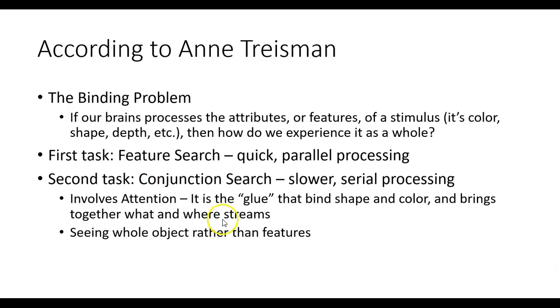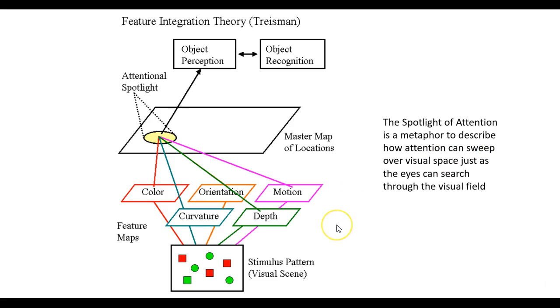Don't worry about that. I just want you to get the general concept that when you're looking for specific features, it's slower than if you're looking just at the gist of something. Okay? So let me show you the picture of what's here, because it makes it a little easier to explain this from the picture. Okay? So here we have a stimulus pattern. Right? We have green circles, green squares, red squares.